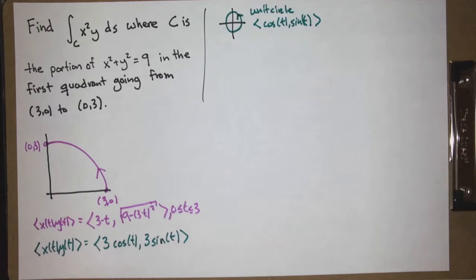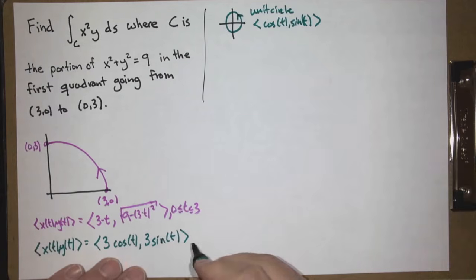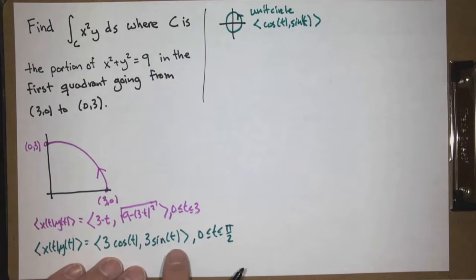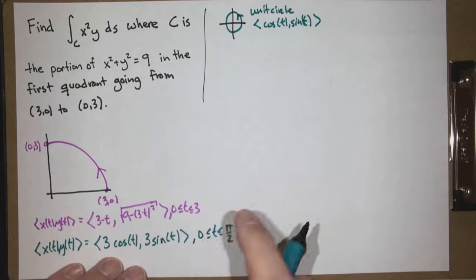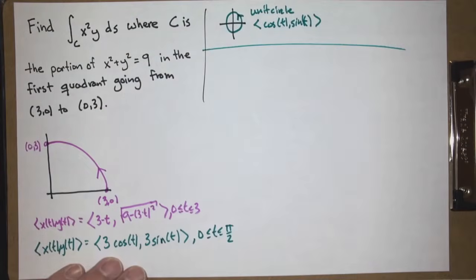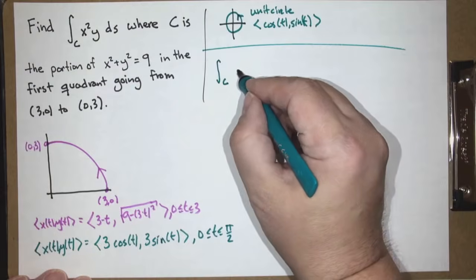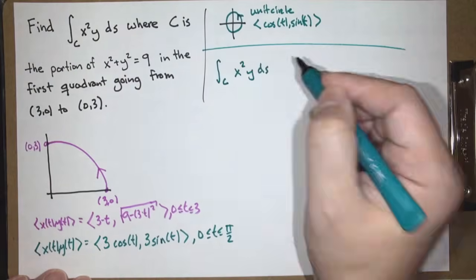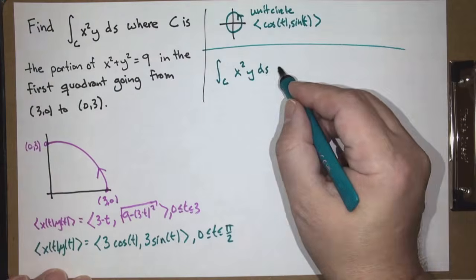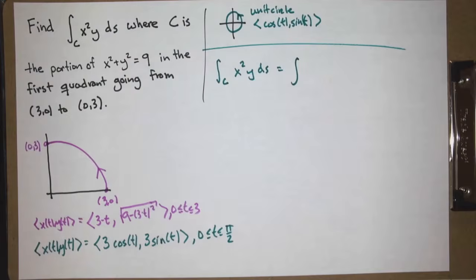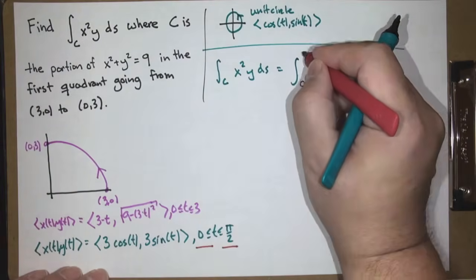Now, where does t go from? Right, so 0 less than or equal to t less than or equal to pi over 2. Both will give us the same answer, but this will likely be a much simpler integral. So let's carry out the computation. If we're doing the integral along C of x squared y ds, our bounds will be based on our t bounds. So our bounds are going to be from 0 to pi over 2.